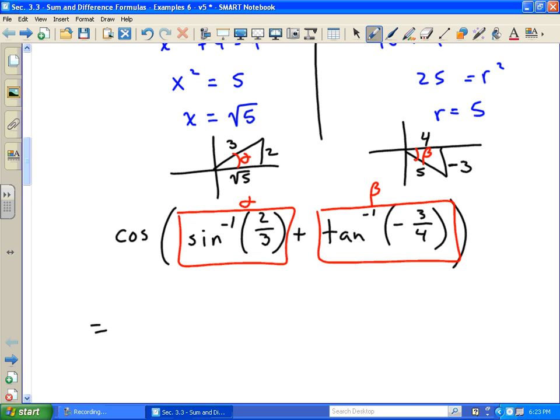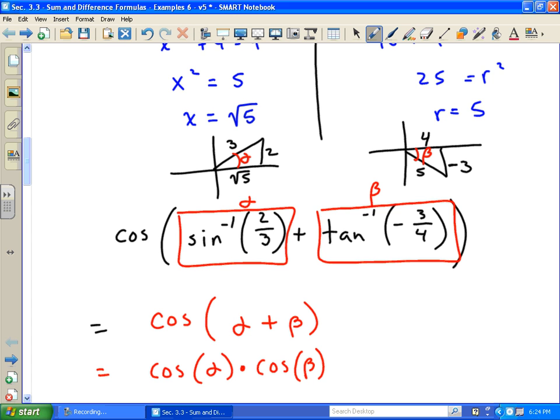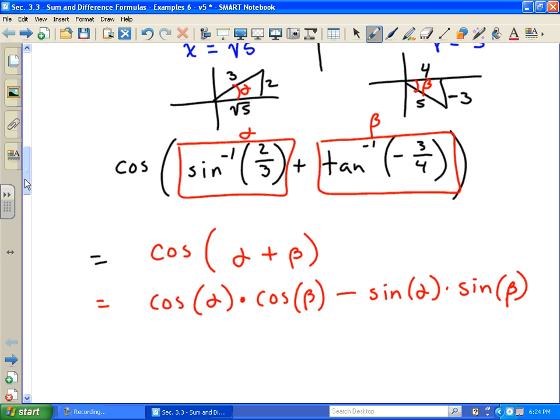So first, let me rewrite cosine as simply cosine of alpha plus beta. Using our sum formula, this would be cosine of alpha times, and when it's cosine, we use consistent functions together, so it's cosine of alpha times cosine of beta. We use different signs here. Sine of alpha times sine of beta. And then here, this is what I mean by I don't need to know the values of alpha and beta, I just need to know the x, y's, and r's.